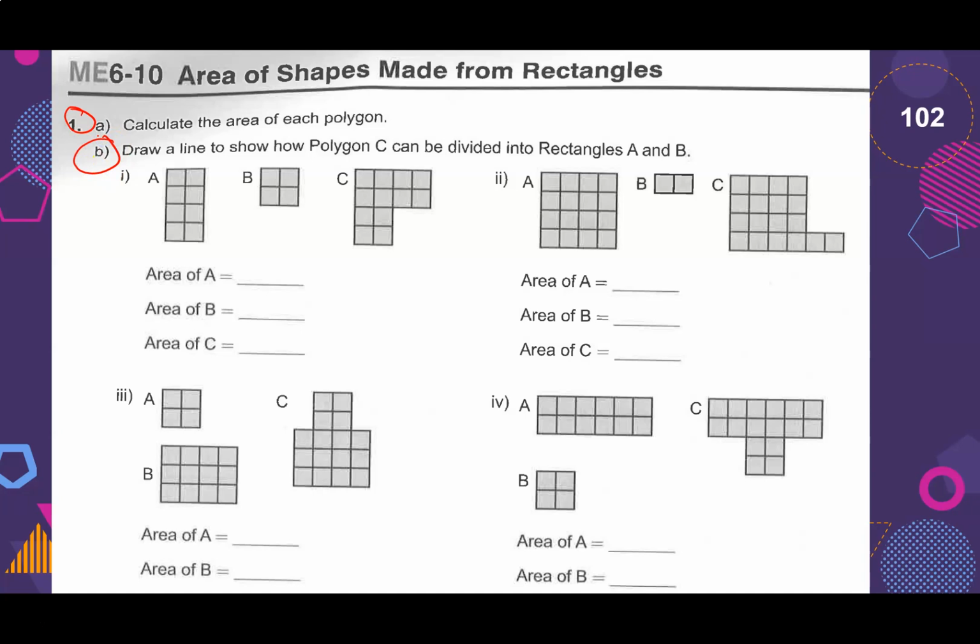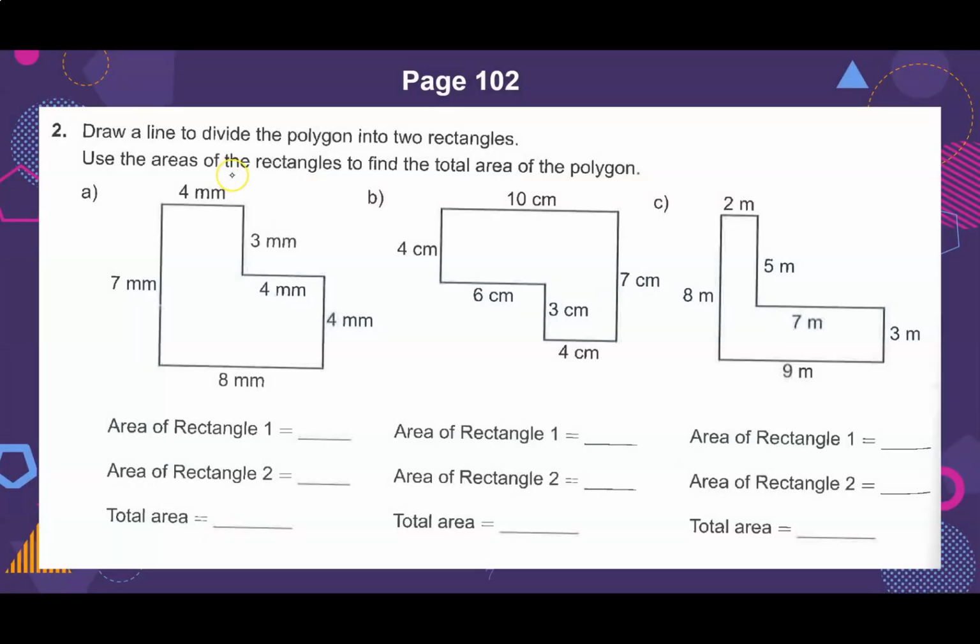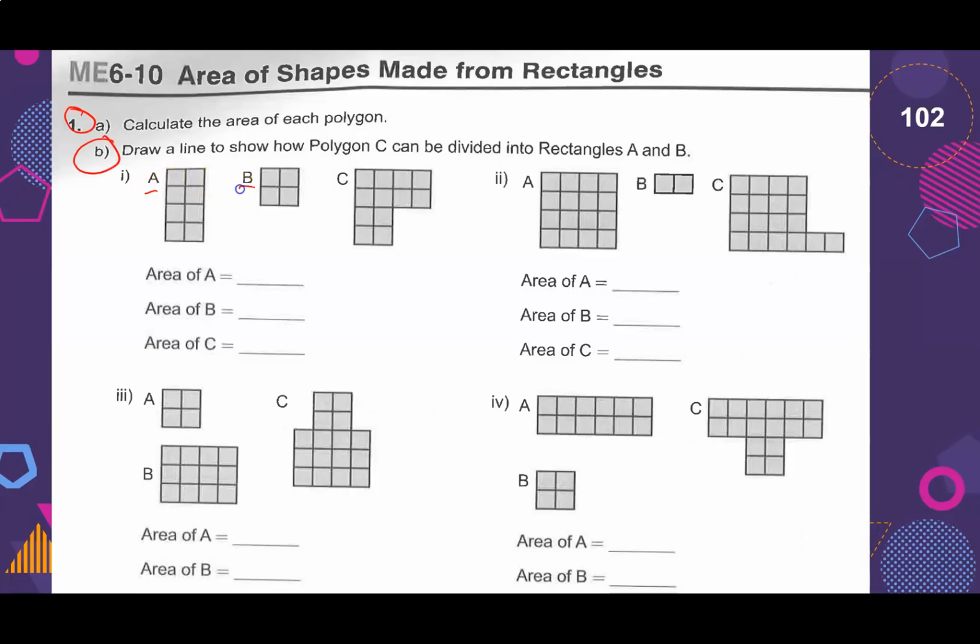Then, draw a line to show how polygon C can be divided into rectangles A and B. Let's try part 1 together. We have rectangles A and B. When those two are put together, we have shape C. You can see here is rectangle A and then rectangle B. So, the area of rectangle A is length times width. 4 squares by 2 squares equals 8 squares.